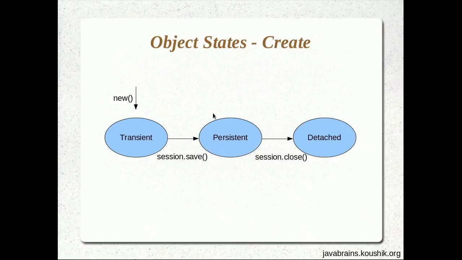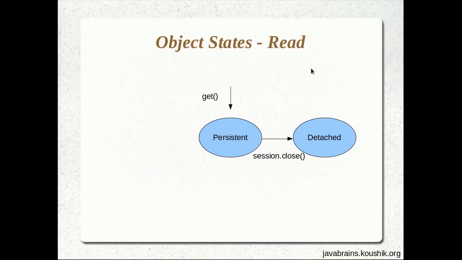Once we are in this persistent state, Hibernate will keep track of the changes and update the database accordingly. And once we are done with our action, we do a session.close. And the moment we do a session.close, it moves from being persistent to detached. Okay, so this is the flow for a create, the example that we saw in our previous tutorial.